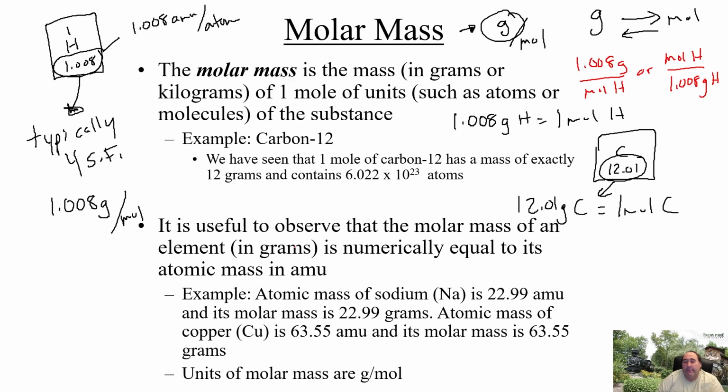So if you look on the periodic table, numerically equal is the number of AMU per atom, the atomic mass, and the molar mass. So the molar mass and the atomic mass you see on the periodic table is actually numerically going to be the same number, and we'll see a little conversion as to how you get there. Not super important for us in here, but it's numerically equal to each other. So sodium is 22.99 AMU. Its molar mass is 22.99 grams per mole. Atomic mass of copper, 63.55. Its molar mass would be 63.55 grams per mole.